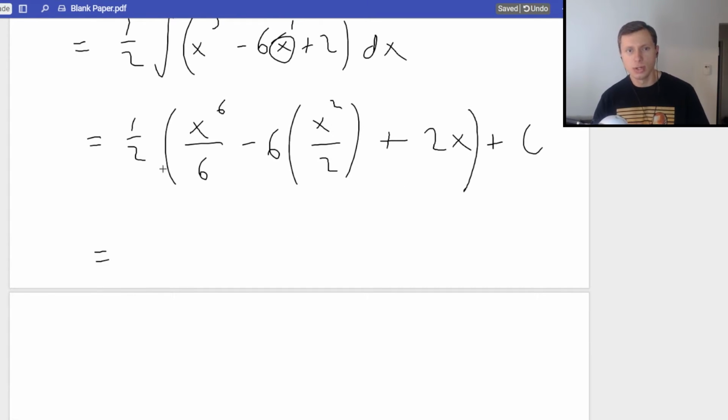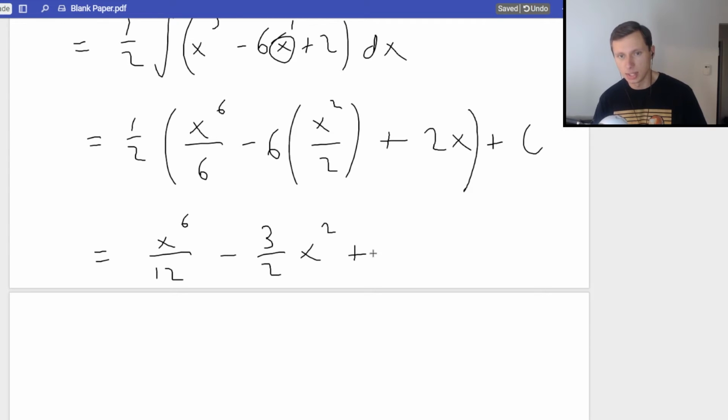This can simplify a little bit. I'm going to also distribute the 1/2 to every term at this point. It's not too bad. So here I have x to the 6th divided by 12, because 2 times 6 is 12, minus, notice here I have 6 divided by 2, which is 3, but then I'm still dividing by 2, so 3/2 x squared, plus 2x divided by 2 is now just x, so that's easy, and then plus c. Okay, great. We have our equation for f of x.